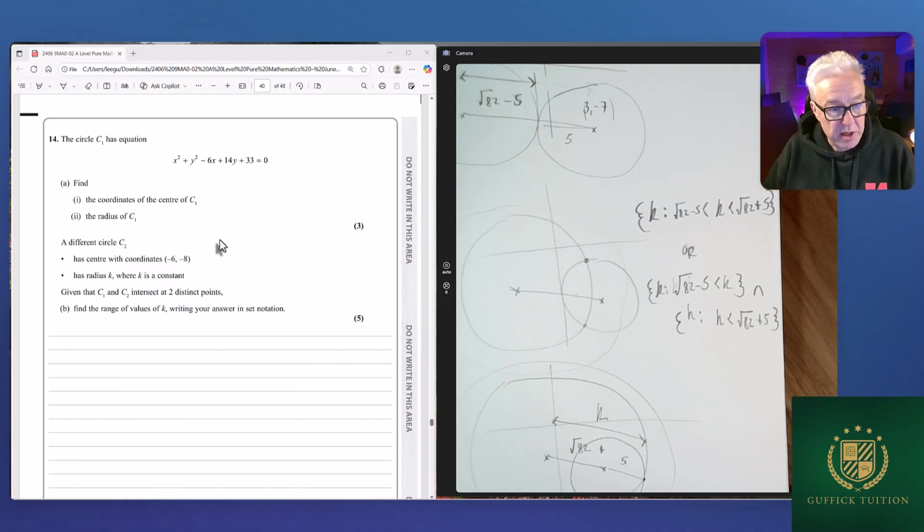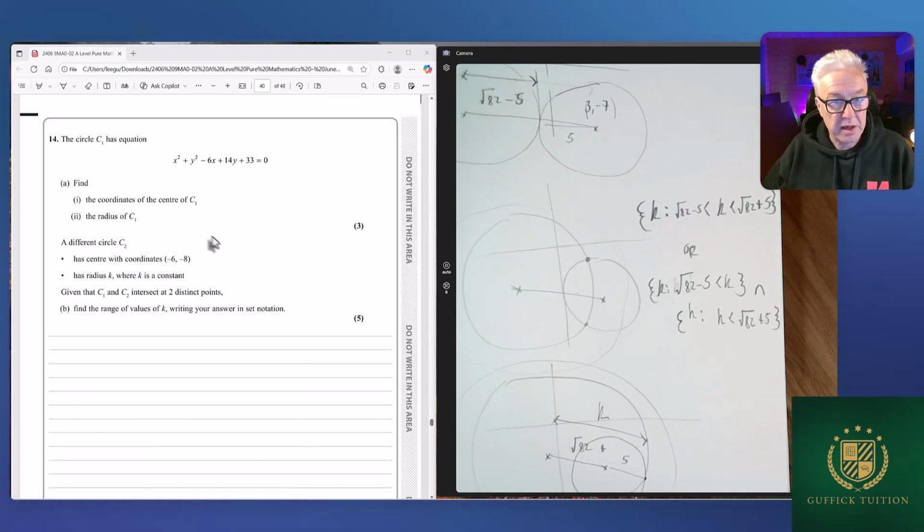But I thought that was an intriguing little part B of a question. Definitely one that's novel and something that I haven't seen before, and I had to think a little bit outside the box just to visualize what's happening.